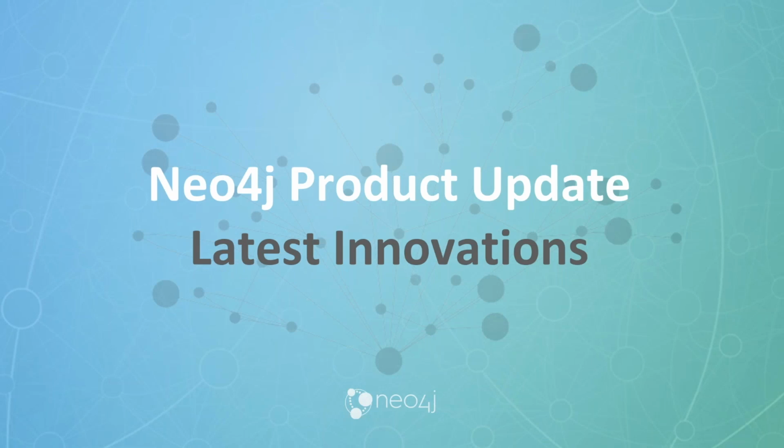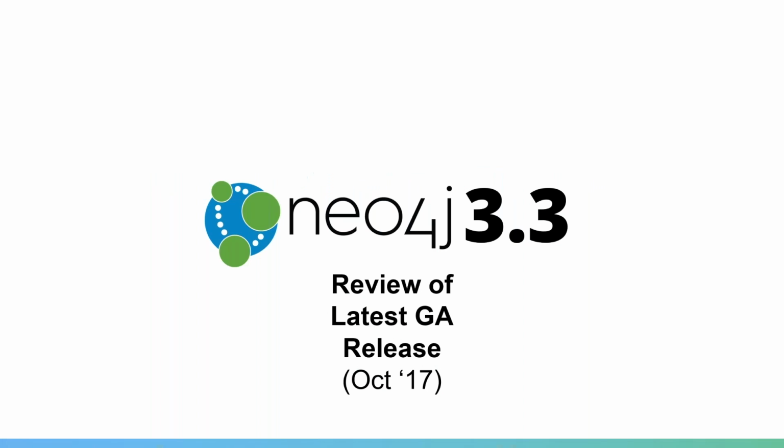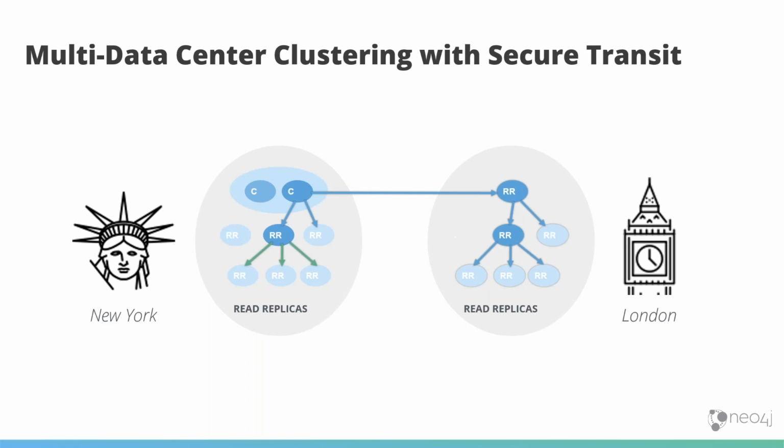So let's move into what we've been building in the product itself. The latest things that we put into the product, I'll do a very brief review of Neo4j 3.3. This really sets the stage for how we've been building the scaling capabilities and the performance investments inside of Neo4j for quite some time. Most recently in 3.3 in October, we came out with multi-data center clustering with secure transit from server to server. This allowed us to operate across a WAN and support multiple data centers or multiple data center zones, using the causal clustering capability in Neo4j Enterprise.